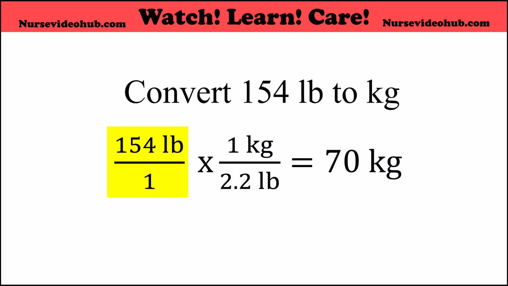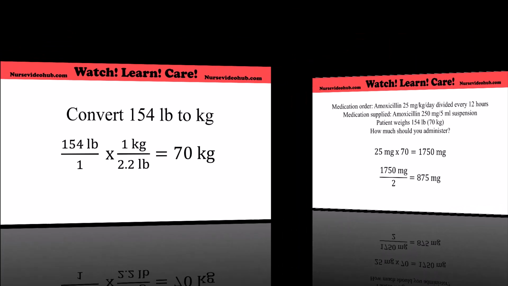154 pounds over 1. Then you want to multiply that by the conversion factor, which is 1 kilogram equals 2.2 pounds. The pounds cancel out, leaving the weight in kilograms. 154 divided by 2.2 equals 70 kilograms. Now you will use the 70 kilograms when calculating the amount of medication to administer.